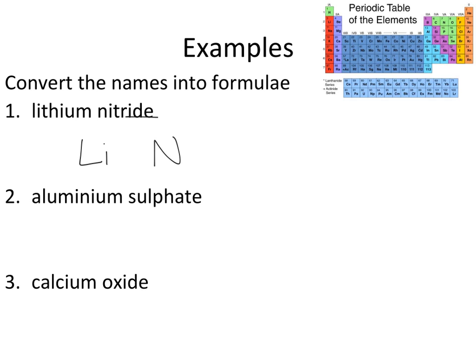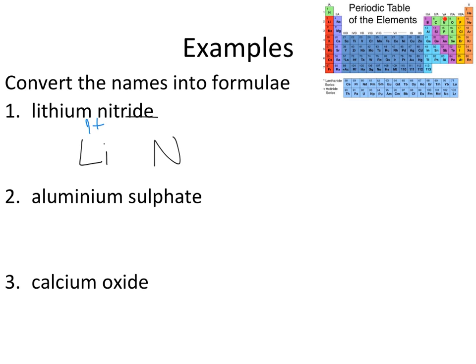So we have to first look at lithium, see what charge it is. So if we go to our periodic table, lithium is right over here. It's in group number 1, and it's a metal, so it's going to lose 1 electron. If it loses 1 electron, it becomes 1+. Now nitrogen is right over here, right there.